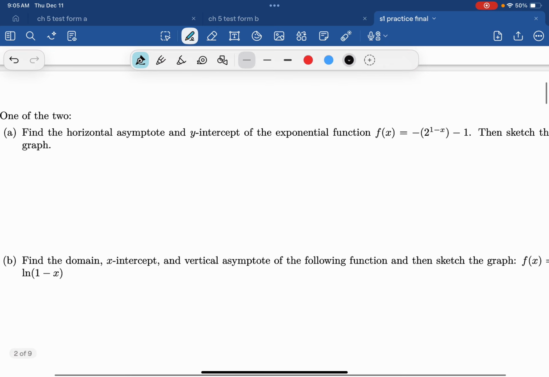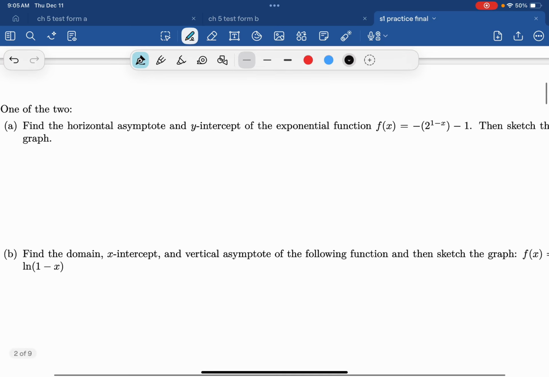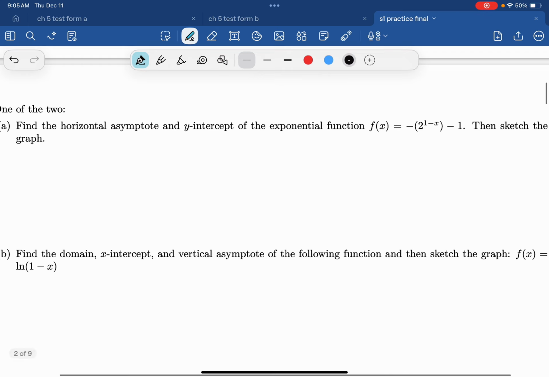Let's do some of the graphing questions. So we have this question asking us to find the horizontal asymptote and the y-intercept of an exponential function, right? So some very simple rules. First, we're going to find the horizontal asymptote. So that is actually very simple, because the horizontal asymptote of an exponential function is always going to be whatever constant we're adding or subtracting at the end.